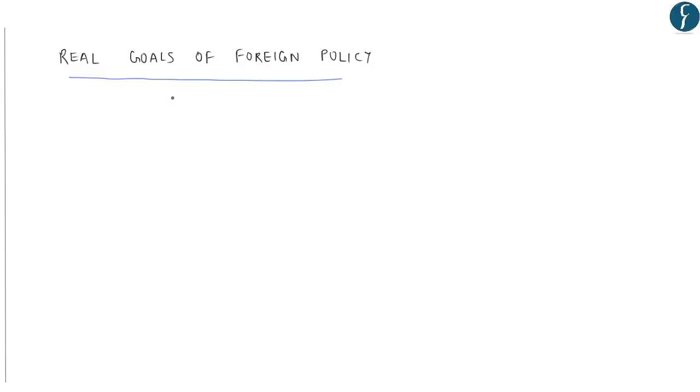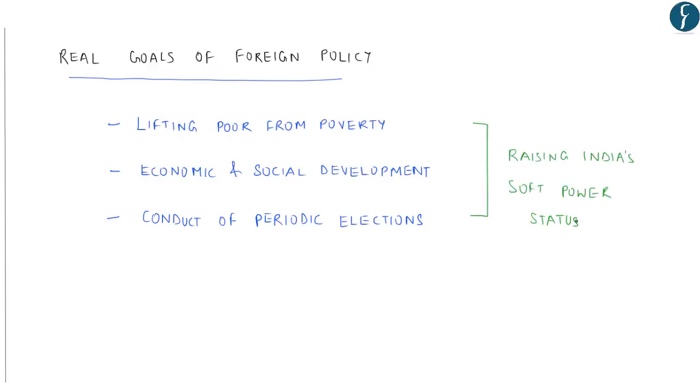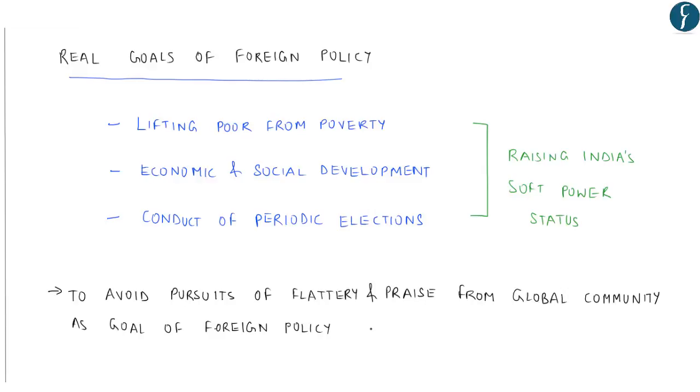Thus, as per the author, the real goals of foreign policy should be on the lines of lifting the poor from poverty, economic and social development, and conduct of periodic elections at all levels of Indian democracy. All these will significantly help in raising India's soft power status. And in this respect, the author has also suggested, in terms of foreign policy, to avoid the pursuit of flattery and praise from the global community as a goal of foreign policy, because it will not help in raising India's image from a regional power to a global leader.